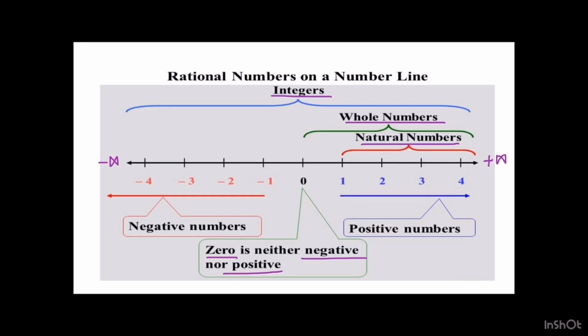The numbers increase when we move towards right and decrease when we move towards left. The arrowheads on both sides show that the integers continue up to infinity on the positive side as well as on the negative side. Also, note that the distance between any two consecutive numbers is always the same.